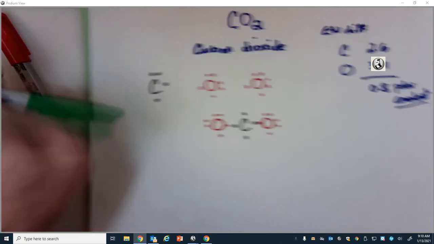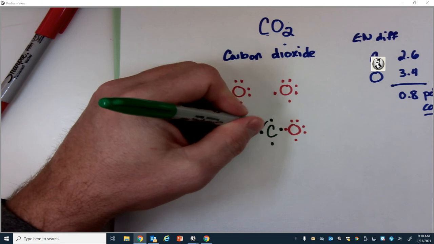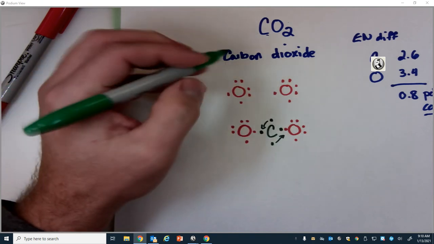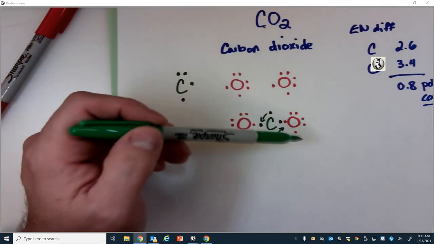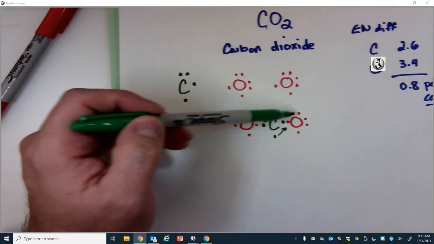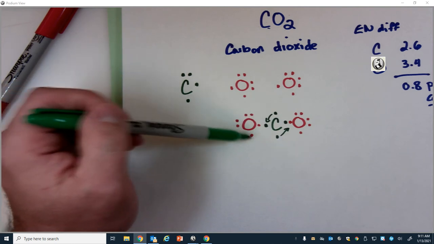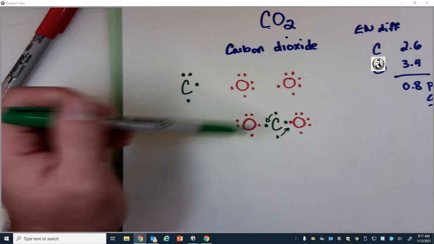So what we can do here, because oxygen needs 1 more, we can take that electron for carbon there and put it over there, and that electron for carbon there and put it over there. So now if we count up the oxygens, you got 1, 2, 3, 4, 5, 6, 7, 8. Oxygen's good.